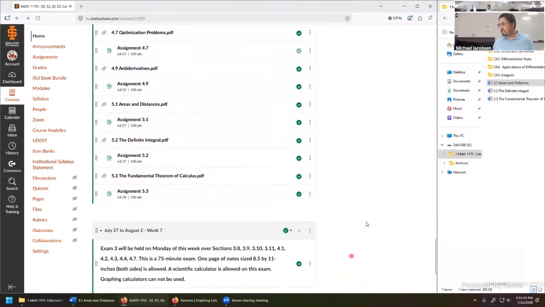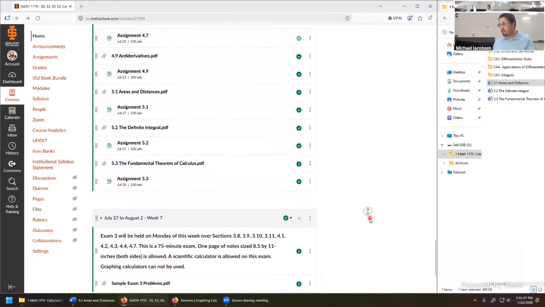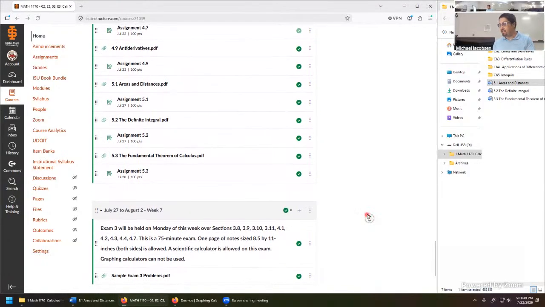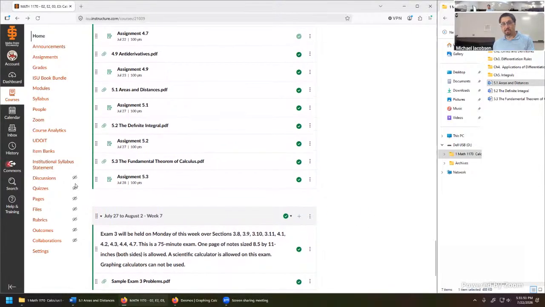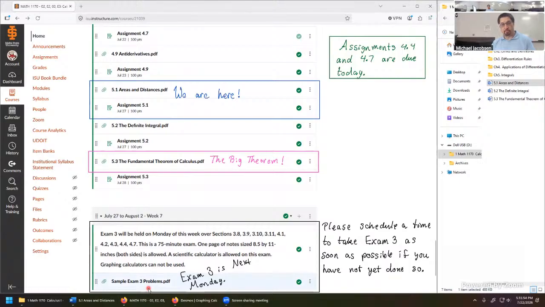So the problems that we did in class, the problems that you did in the homework, are considered the excellent candidate problems for reviewing on this upcoming exam. And the sample exam 3 problem set are just additional problems. Some of them a tad more challenging, just for the extra practice.